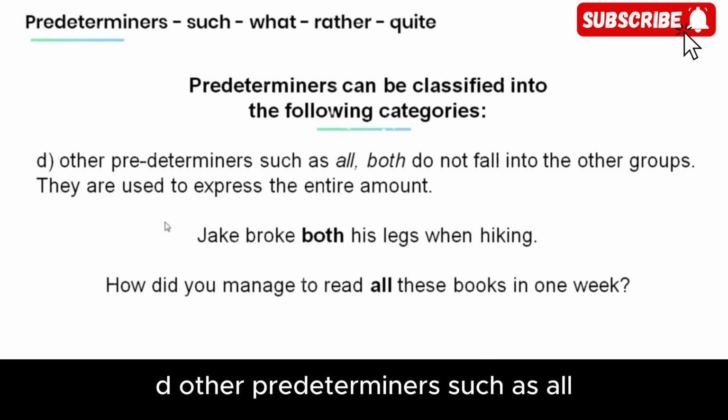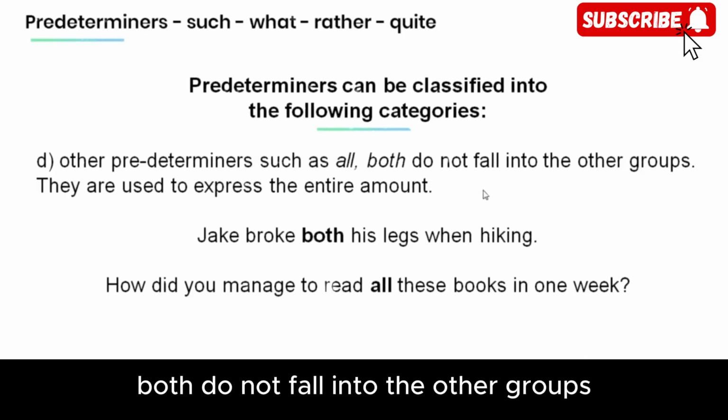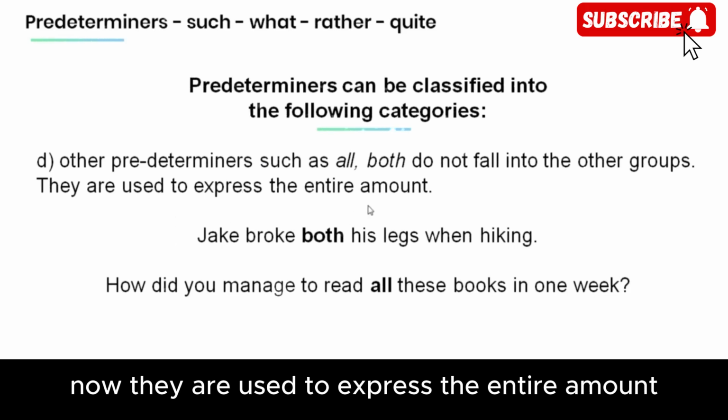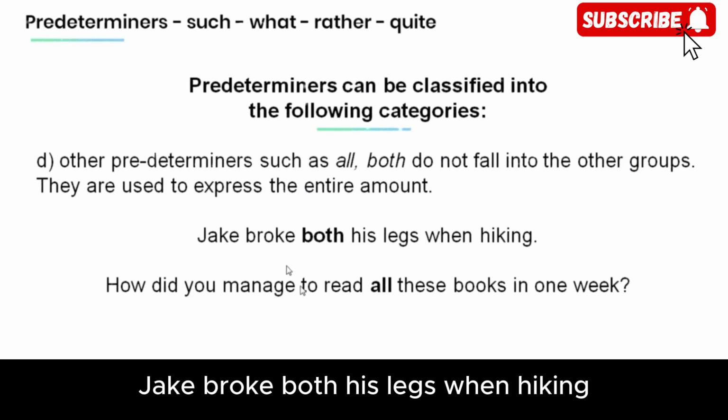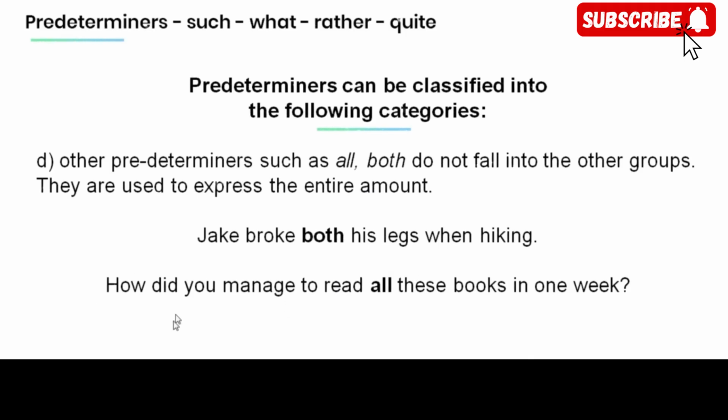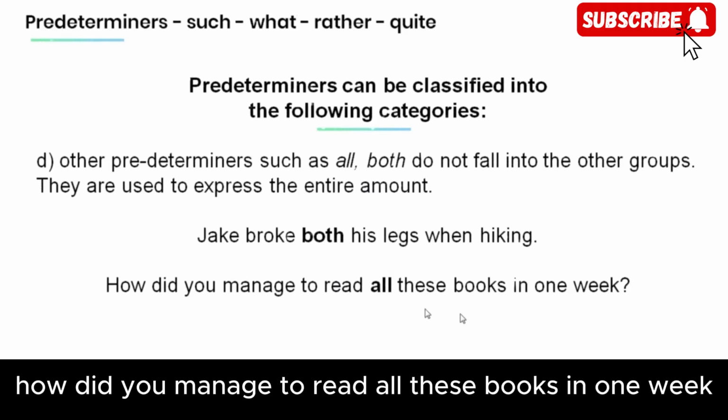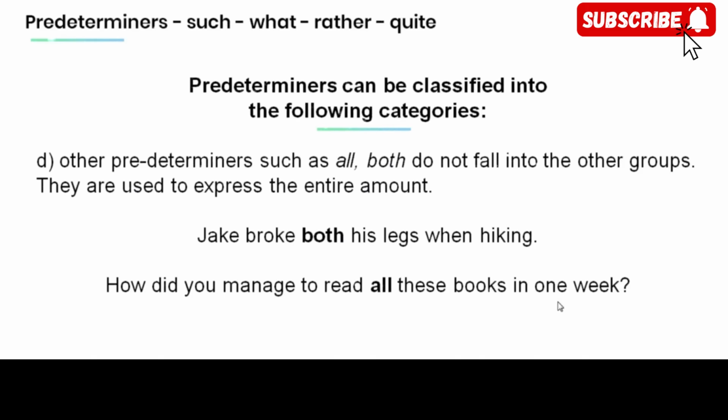D. Other predeterminers such as all, both, do not fall into the other groups. Now they are used to express the entire amount. Have a look at the examples below. Jake broke both his legs when hiking. How did you manage to read all these books in 1 week?